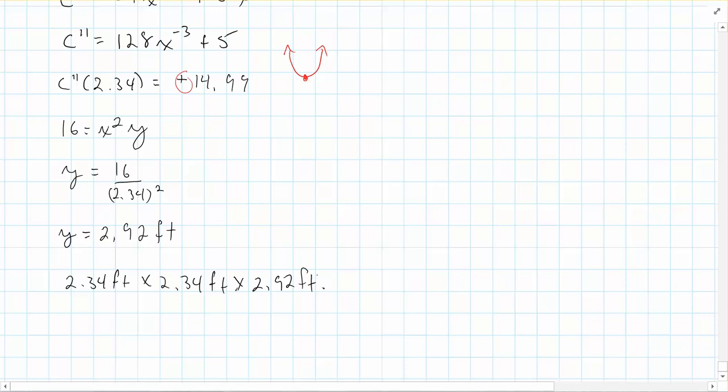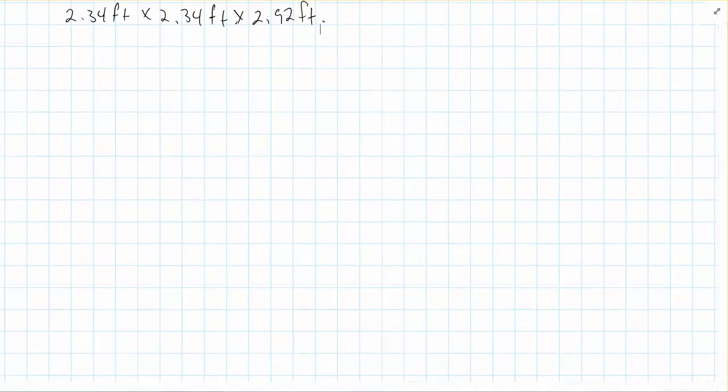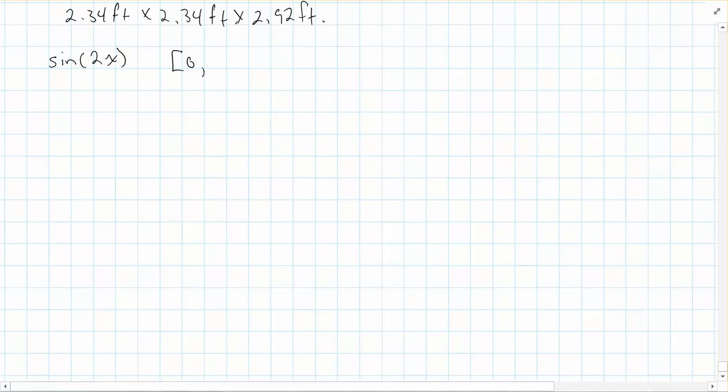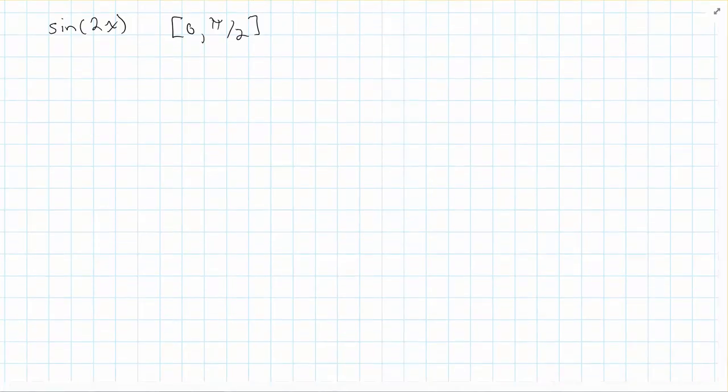Alright, so let's move on to another question here. Another question I had was from the section on Rolle's theorem. I don't remember which problem number this was, but it was verifying that Rolle's theorem applies on the sine of 2x on the interval from 0 to pi over 2. And then if it does apply, find all points c. So Rolle's theorem.